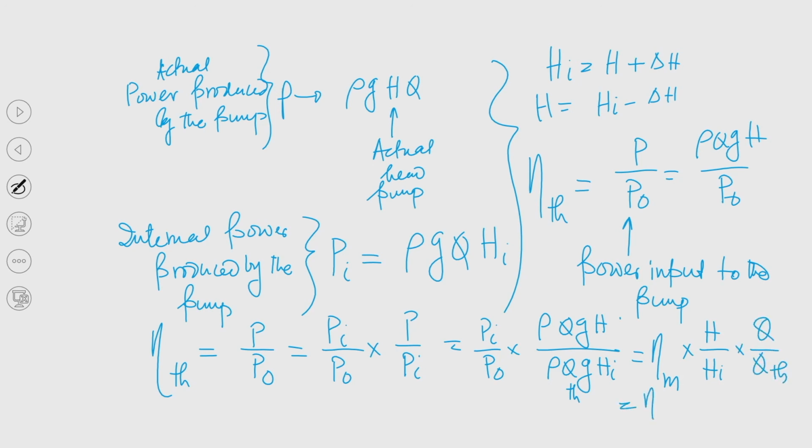So, this is nothing but eta mechanical into eta manometric into eta volumetric. Okay. This is the manometric efficiency, because the internal head that is developed is equal to HI, but that is not the actual head. So, some losses are there, that is the manometric efficiency. And when we are calculating Pi, at least it should be Q theoretical, right. And this is Q actual. So, this Q actual by Q theoretical is nothing but the eta volumetric, the volumetric efficiency.